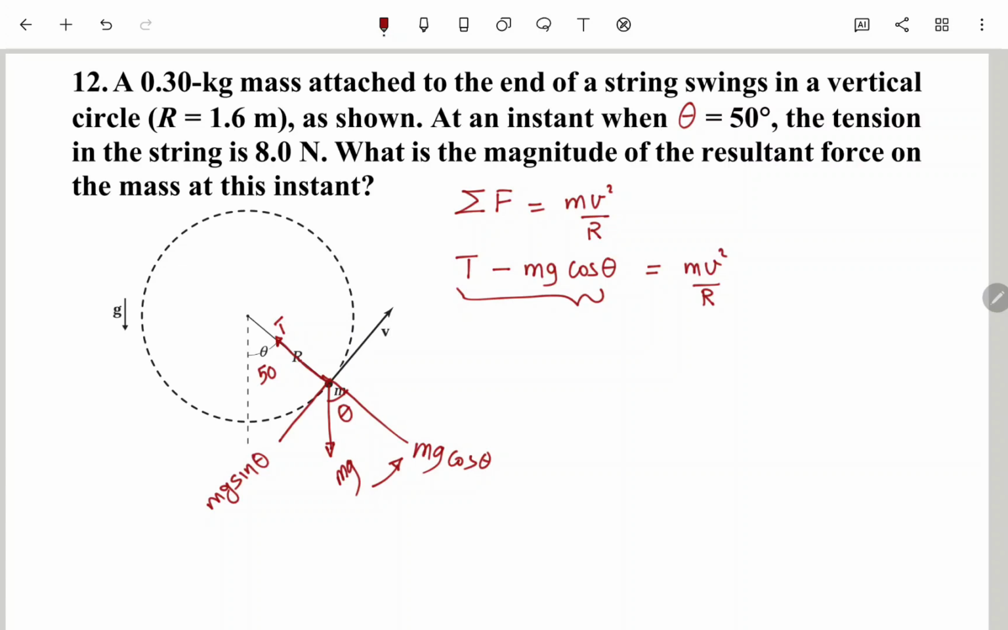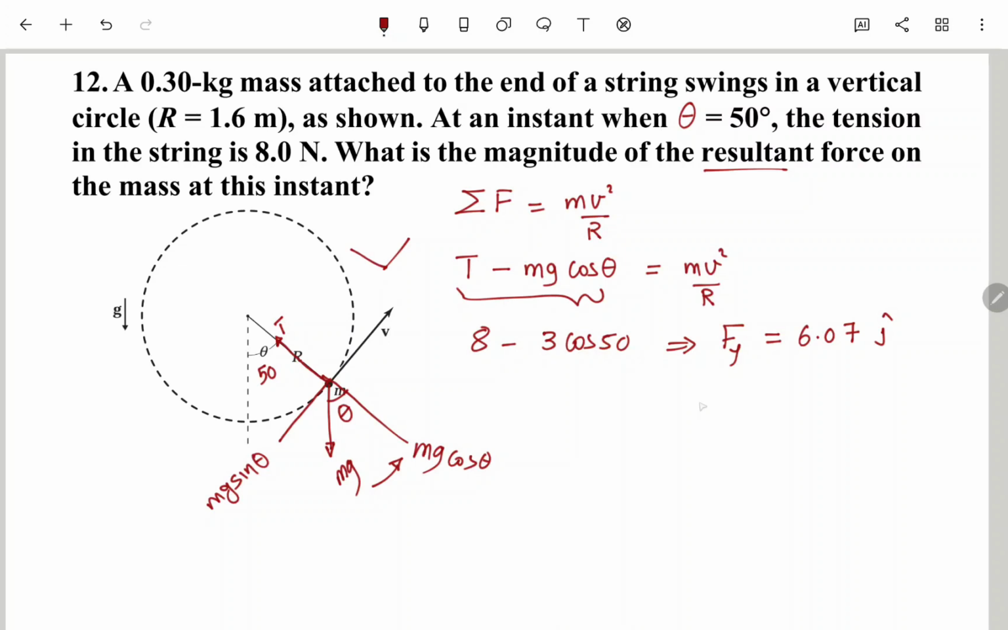Now, when we substitute T equal to 8 minus the mass, 0.3 times 10, it's 3 cosine 50. In total, the resultant force equal to 6.07 in the y hat, assuming that this is x and this is y.